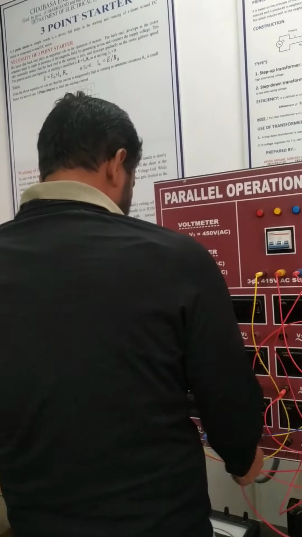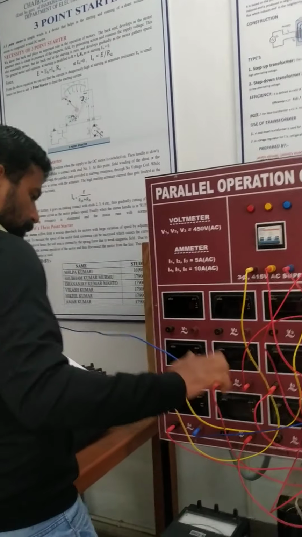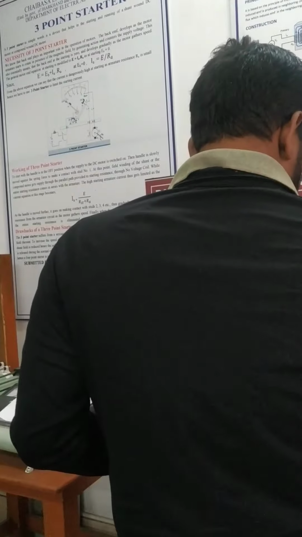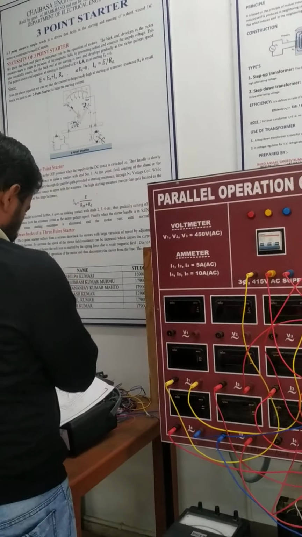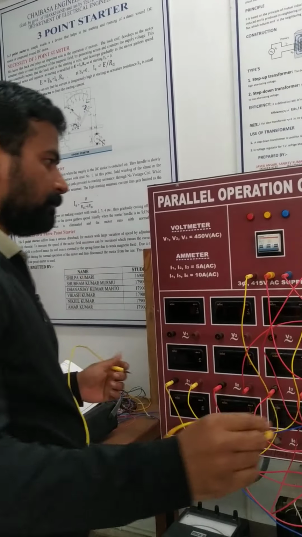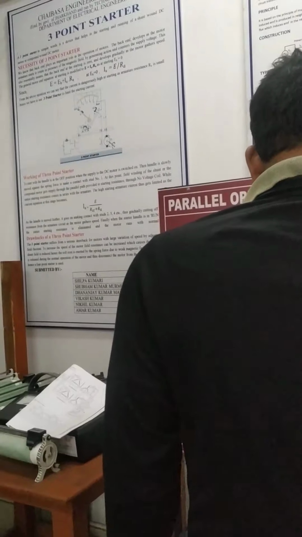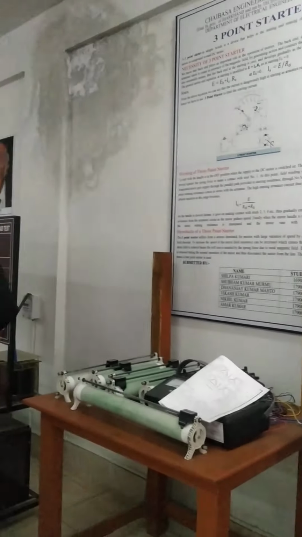Yes sir. You can make the connection by looking at the circuit diagram, right? Yes sir. Okay. So first of all we connect all the voltmeters and ammeters in the primary side of the two transformers for their supply voltage and current measurement, and the secondary side voltmeter and ammeter for the load current measurement in transformer 1 and 2. Okay.